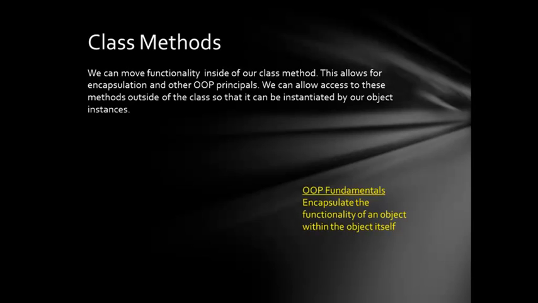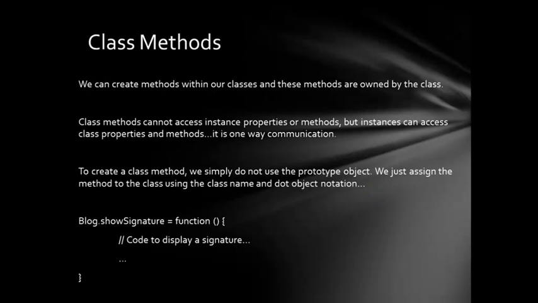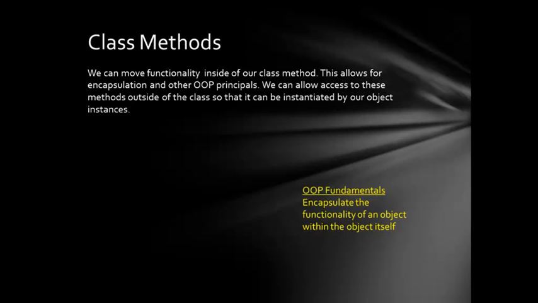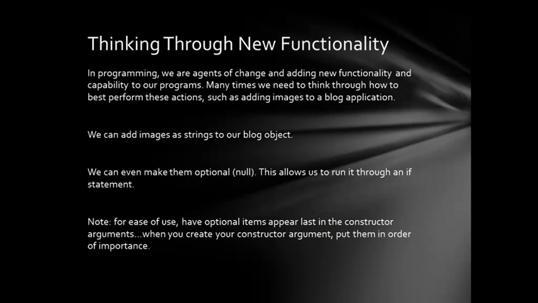We can also move some of that functionality inside of our class method. Again, I referred to this in the previous slide. This is an encapsulation thing, like doing the showSignature. We can encapsulate that so it protects our code and we're not accessing it and possibly mucking things up. So we can allow access to these outside the class so that they can be instantiated, but we're going to encapsulate the functionality of the object within the object itself. So we're going to encapsulate things better.